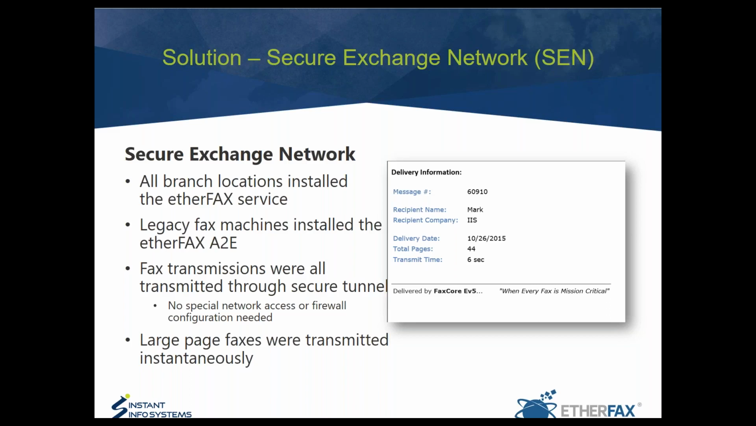These faxes were also transmitted at a much higher resolution, anywhere between 600 by 600 or in some cases 1200 by 1200. Regardless of the size, these fax jobs get transmitted in seconds. We were able to enable all of their legacy fax machine equipment to take advantage of this technology. Fax transmissions were all transmitted through a secure tunnel. There's no special network access or firewall configuration needed, and large pages were transmitted instantaneously, as you see here, a 44-page fax going within 6 seconds.